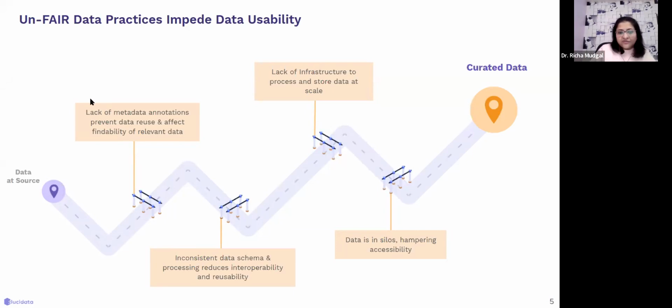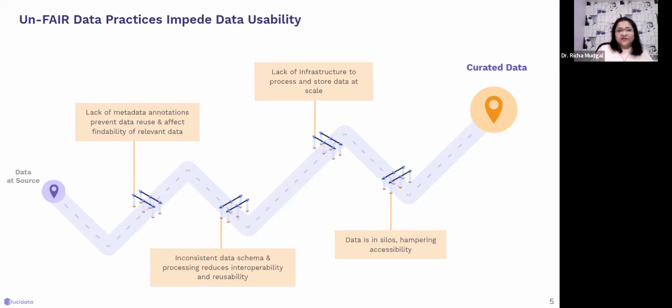The lack of annotations or metadata itself would hinder you from reusing them or finding your data. The other thing is that the formats they are available in are not always consistent. They're not always processed in one standard way, which reduces the interoperability of these data sets, and also hinders reusing them.